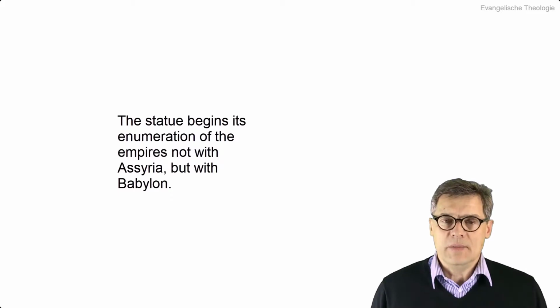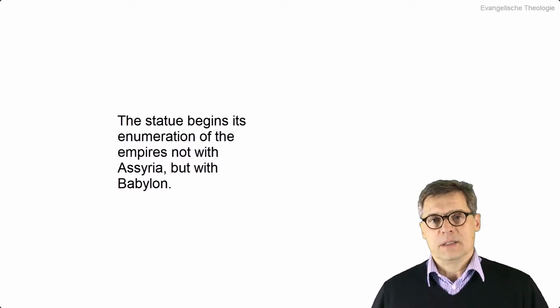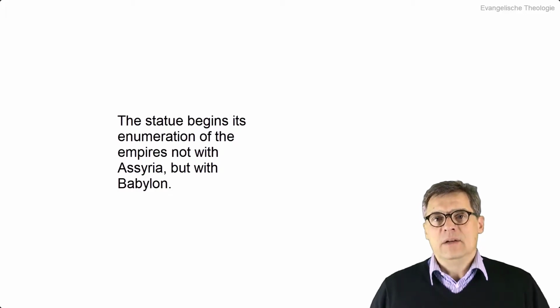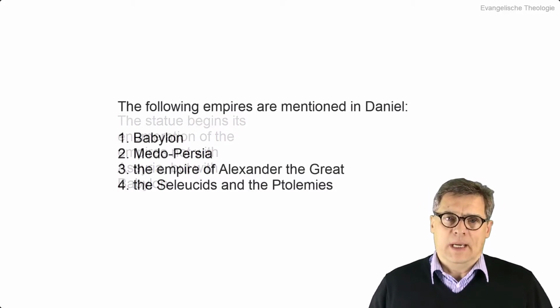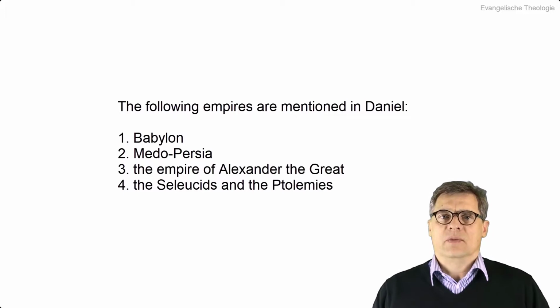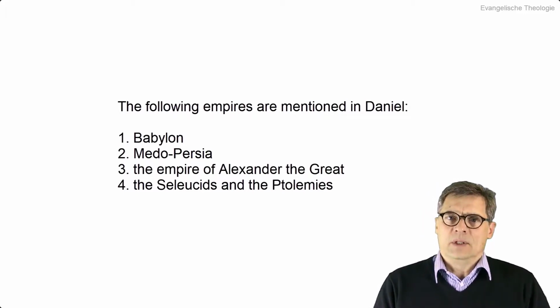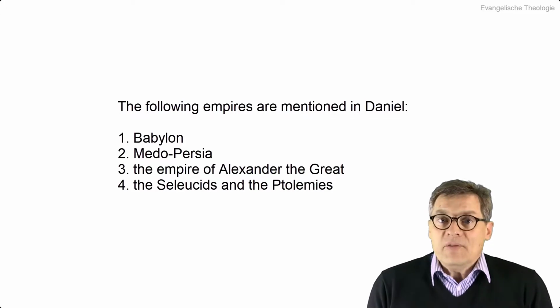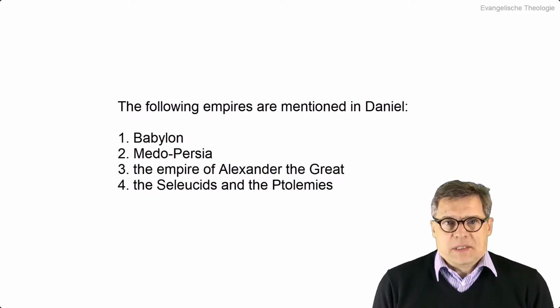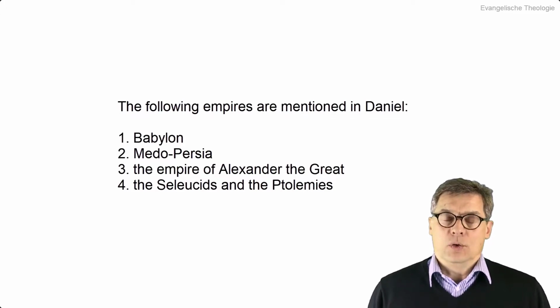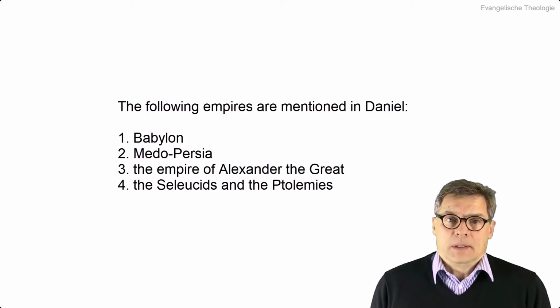For God did not let the statue begin with Assyria, but the statue begins with Babylon. Babylon is the golden head. Although the Assyrians played a very important role in the history of the people of God, God let the statue begin with Babylon. And Daniel says that very clearly: you, Nebuchadnezzar, you are the golden head. This is a very clear indication in Daniel on Babylon.